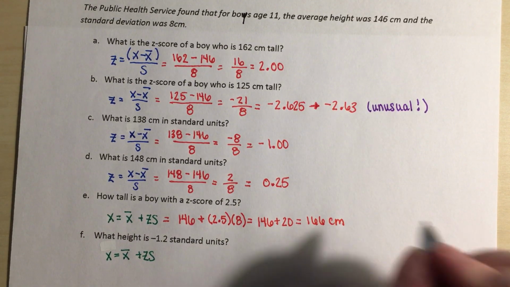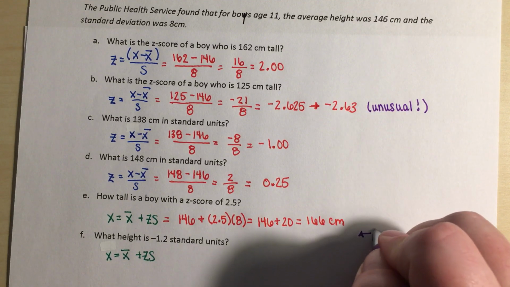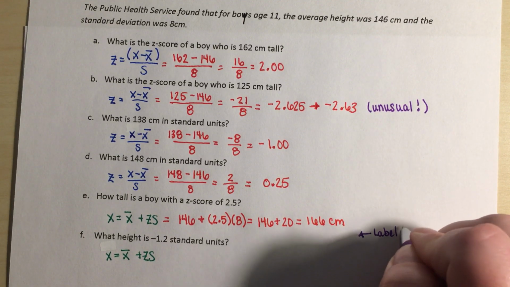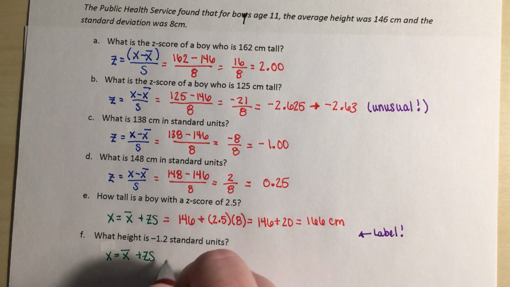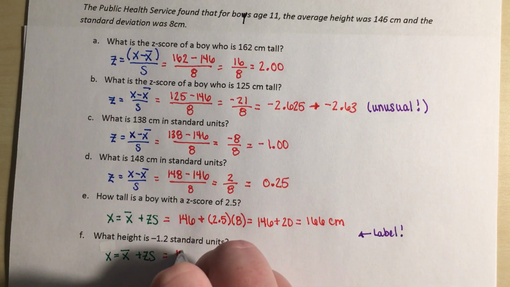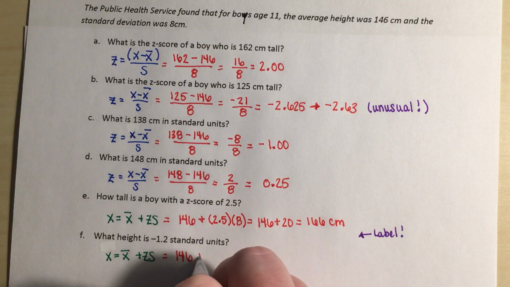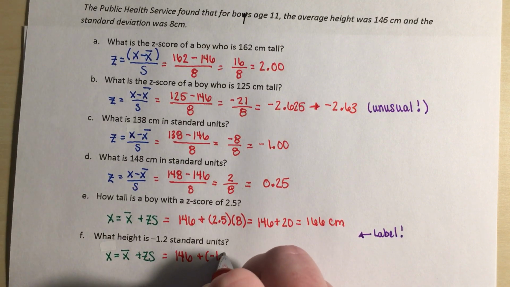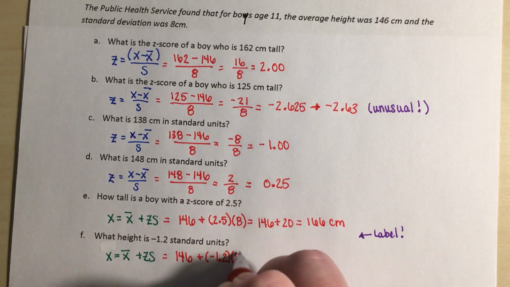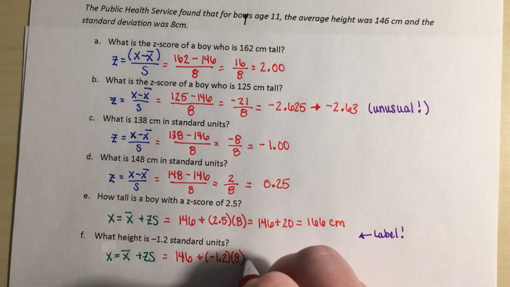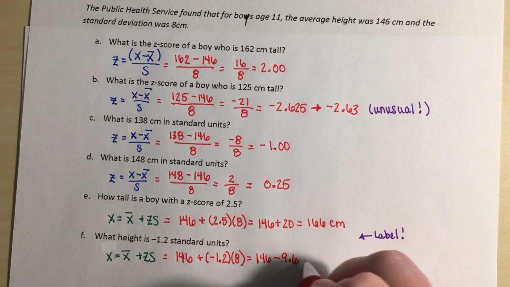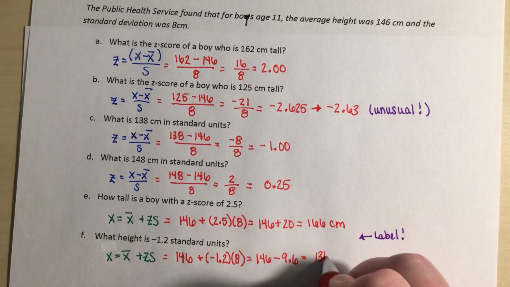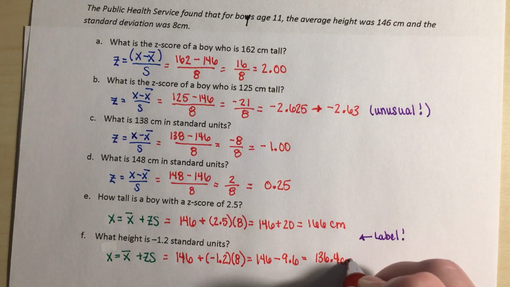Again, as we're looking at these, we want to make sure that we are labeling our answers with our original units of measurement, since we are being asked for observed values. All right, and then for this last one, again, x bar 146 plus negative 1.2, because our z-score is negative, times 8. So we have 146 minus 9.6, which gives us 136.4 centimeters.